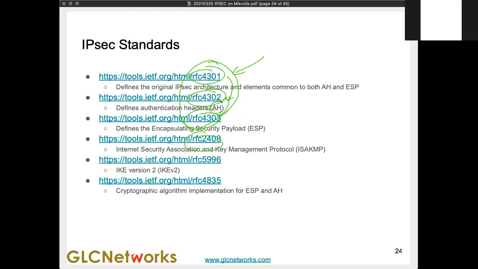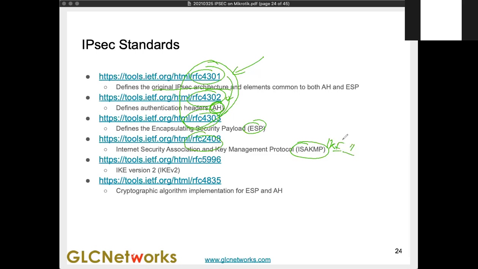This is the original IPsec architecture. 02 is about the authentication header, and 03 is about the ESP, encapsulating security payload. And then we have ISAKMP, for security management and key management.